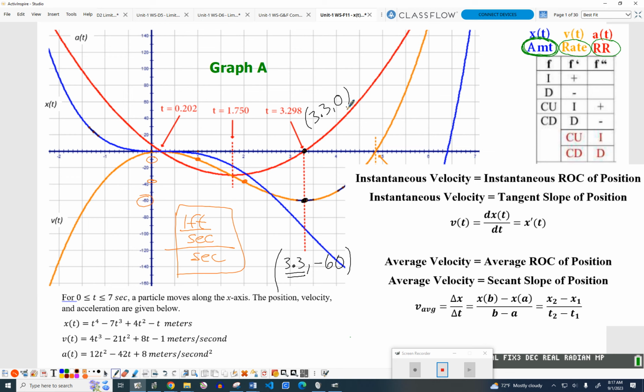Some key things that you must memorize. So you have to memorize this relationship here. That we have an amount, we have a rate, and we have a rate of a rate. In this example, it's position, velocity, and acceleration. But it will become all kinds of different things as we do different stories. Position, velocity, rate. So position is the amount. The position of the particle is the amount. The velocity of the particle is the rate at which the position is changing. The acceleration of the particle is the rate at which the velocity of the particle is changing.